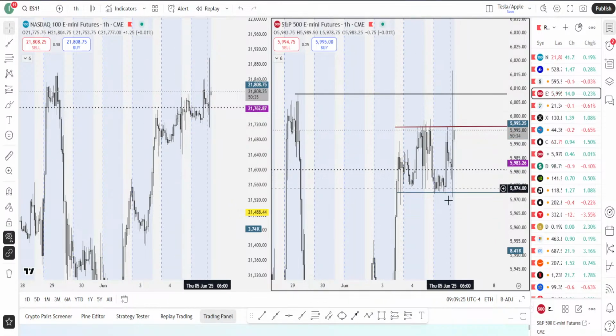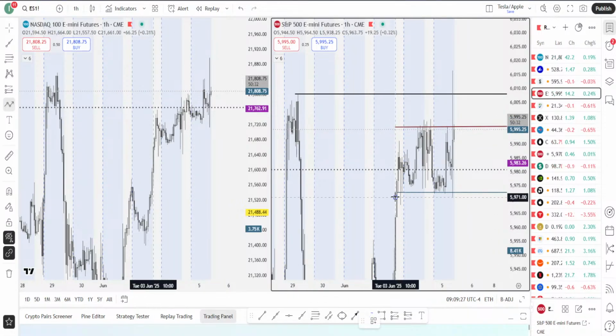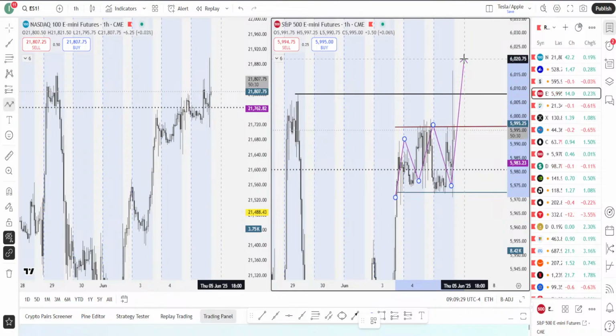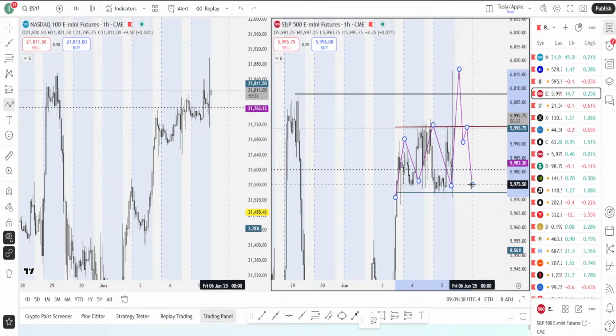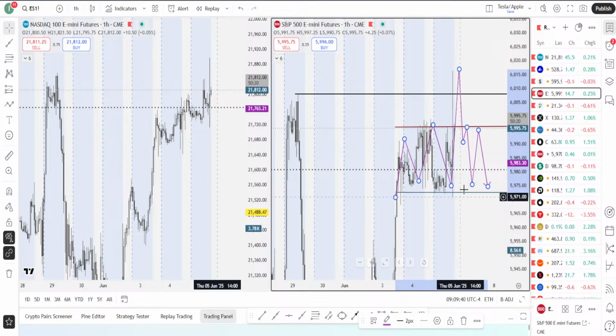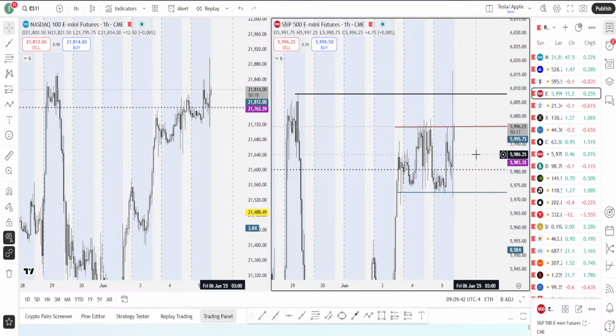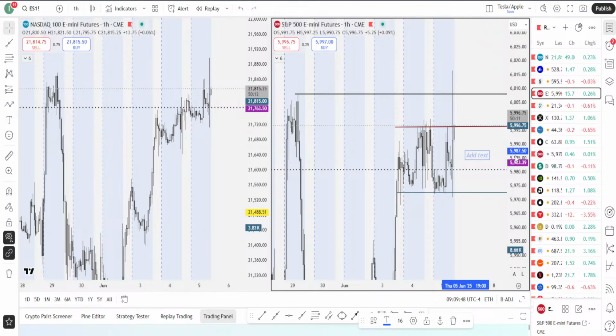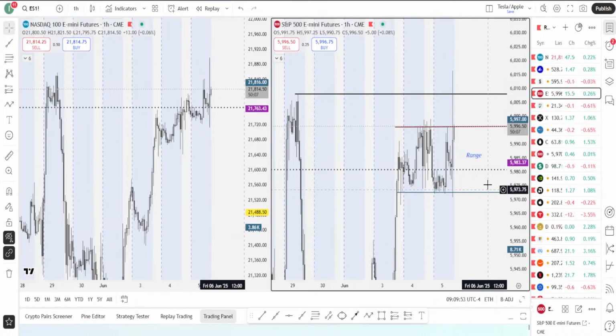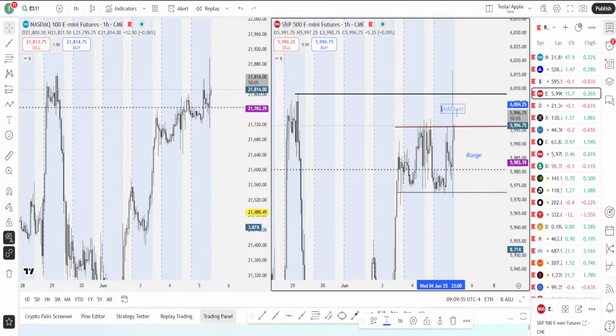We have a range on ES. We had a breakout, and well, we had a false breakout because we left the wick out. So this could stay in this range for a bit longer. So we have a range. We have a false breakout.